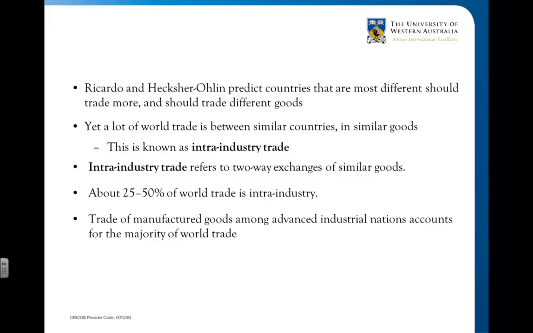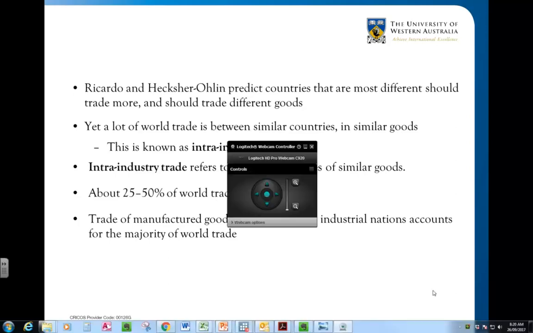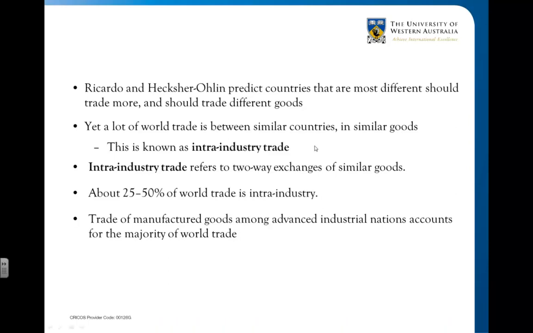So one of the first things to note before we get into looking at the model of internal economies of scale is that the models we've looked at so far, Ricardian and HO models, really show that trade should be greater in countries that are more different. In other words, the more a country has a comparative advantage, the more they should trade with another country. But that's actually not necessarily what we see in the data and what we've experienced in history. A lot of world trade is actually between similar countries who produce similar goods.